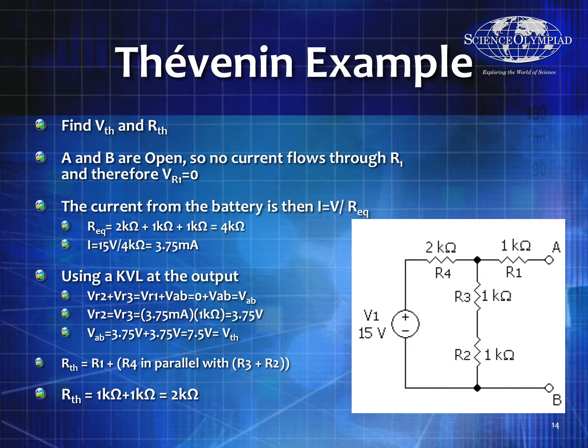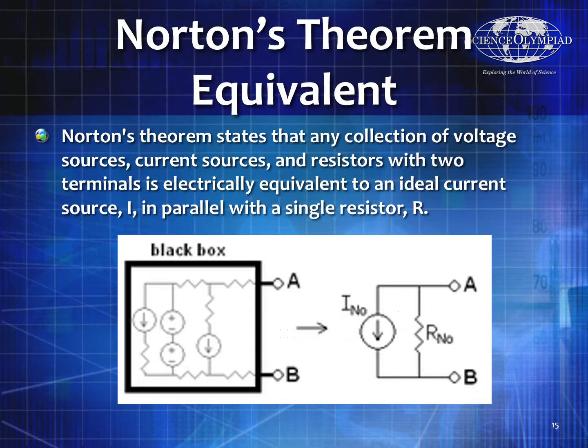Now let's figure out what's the equivalent resistance if I just take out that pesky voltage source. Remember, I can replace it with a short. So now I've got 1 kilo ohm, and I've got 2 kilo ohms in parallel with 2 kilo ohms, which comes back to 1 kilo ohm in series with that top 1 kilo ohm R1. So it is 2 kilo ohms, my R Thevenin. So R Thevenin is 2 kilo ohms. V Thevenin is 7.5 volts. And I did that all without a calculator.